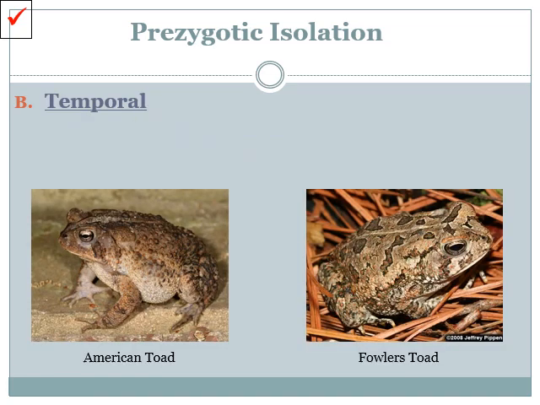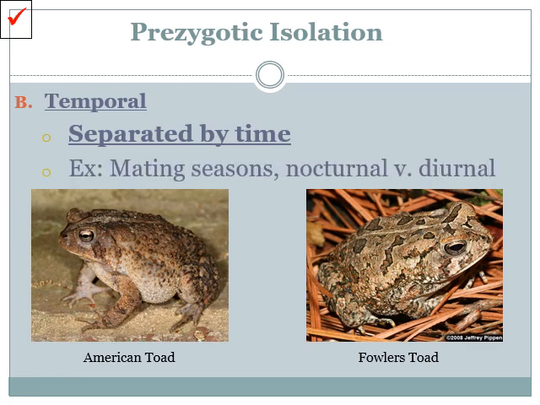The second type is temporal, meaning they're separated by time. So for example, these could be mating seasons, like the American toad and the Fowler's toad. They do live in the same area, however, these two would not reproduce because they have different mating seasons, one in the spring and one in the fall. If you put them both in the same crate, they'd just be confused.